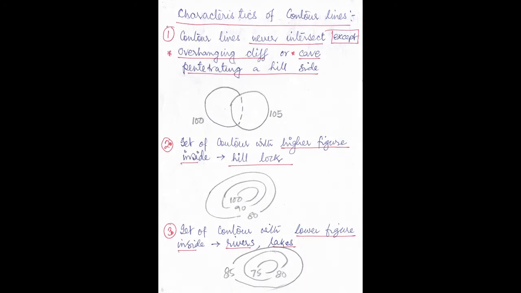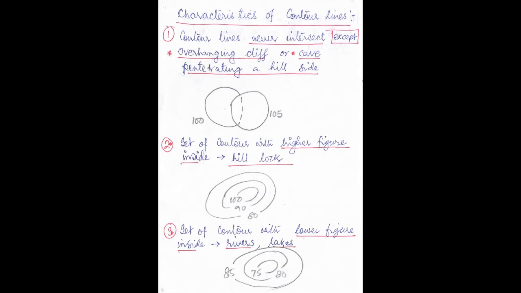Now I will discuss the characteristics of contour lines. Here I have discussed a total of 10 points. Please make a note of it. Lots of questions come in the GATE architecture paper from this topic. Characteristics of contour lines. Let us start with the first one. First one is: contour lines never intersect. Remember, contour lines never intersect. But there is one exception: in case of an overhanging cliff or a cave penetrating a hillside. So, except these two cases, that is overhanging cliff and cave penetrating a hillside, two contour lines never intersect.